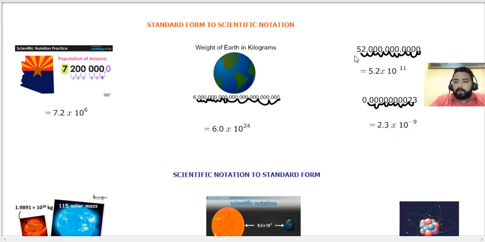So remember, if we move to the right, we are going to get a positive exponent. And if we move to the left, we are going to get a negative exponent. Always when we have the two numbers at the end, we are going to use a negative exponent.